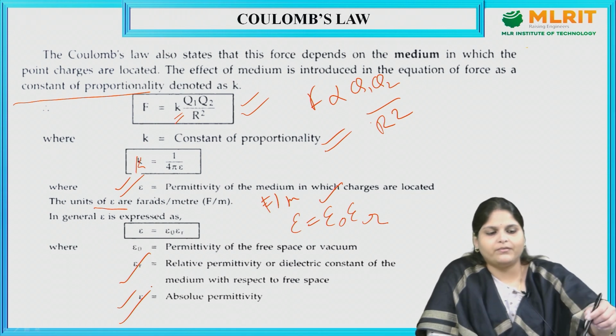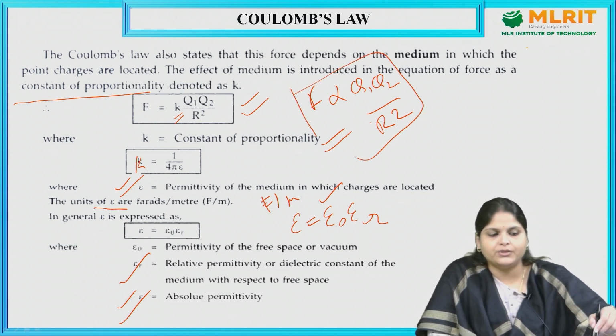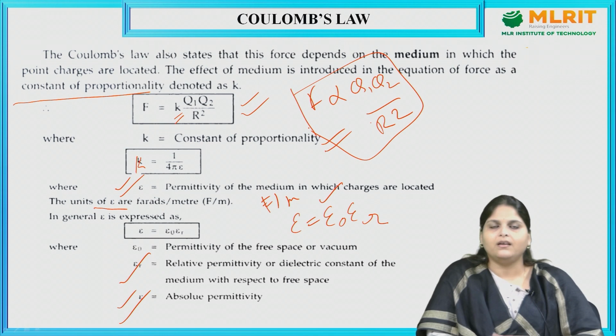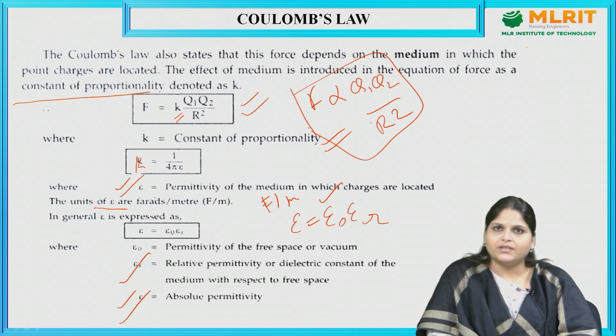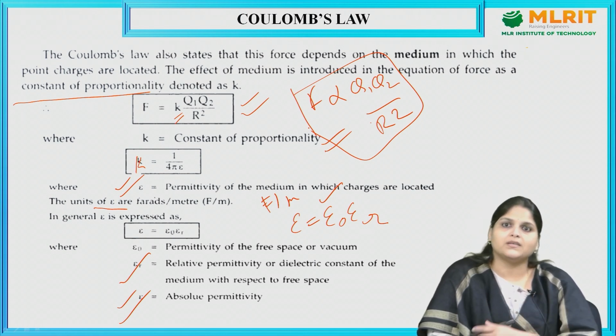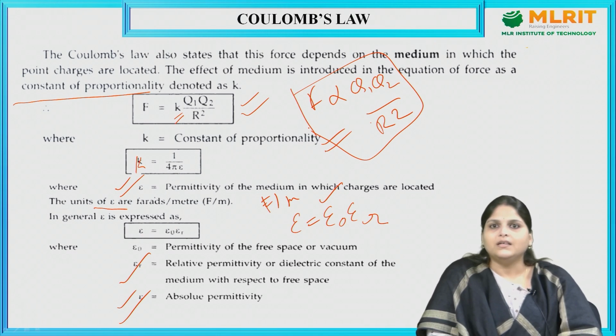So we understood the formula. F is directly proportional to Q1 Q2 upon R square. When we remove the proportionality sign, we get a constant K, which is the constant of proportionality, and K is equal to 1 upon 4 pi epsilon. Epsilon is the permittivity of the medium, where epsilon is equal to epsilon naught epsilon r. Epsilon naught is the permittivity of free space or vacuum, and epsilon r is the relative permittivity of the medium.